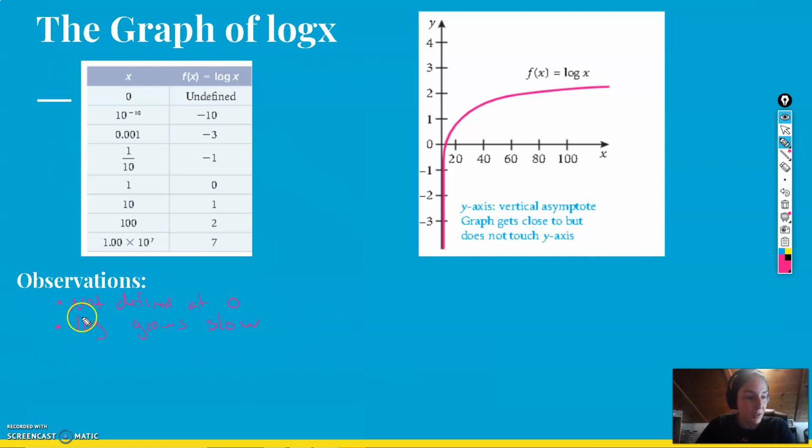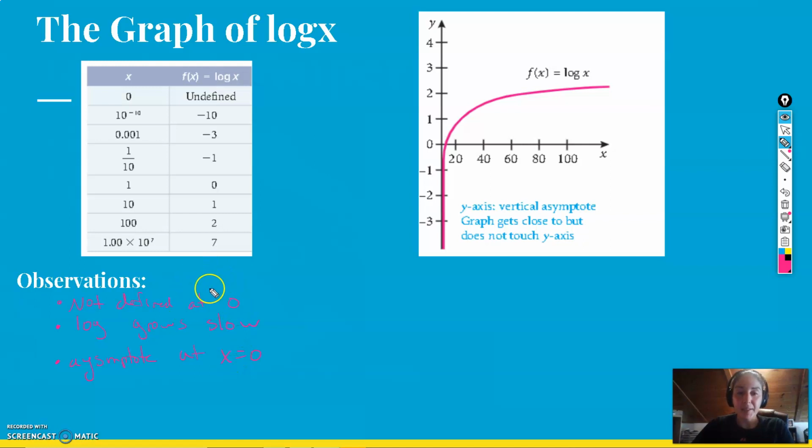Another observation is, since we're not defined at 0, we can also see from the picture of this graph that it looks like we have a vertical asymptote at the line x equals 0 because we never actually touch there. So these graphs do have asymptotes at the vertical line x equals 0.